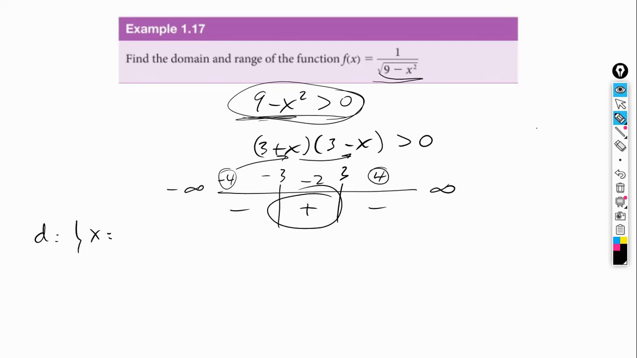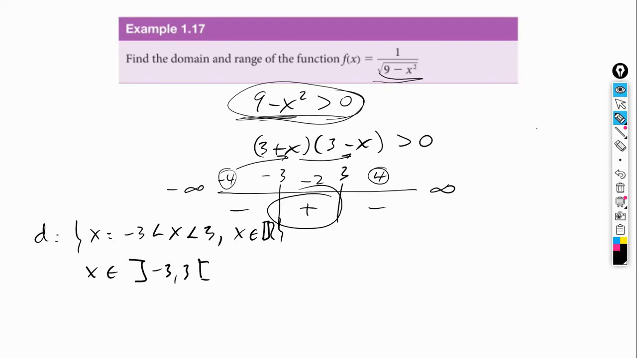is x such that x is greater than, not equal to, because that would make it 0, which is undefined. So x would be greater than -3, but less than 3. And don't forget always to add that x is real. If we were to use interval notation, we would say x belongs to open -3, 3, open. This means that it doesn't include -3 and it doesn't include 3, but it does include all the real values between those two numbers. How about the range?